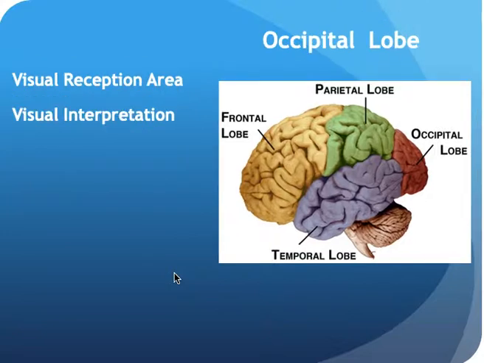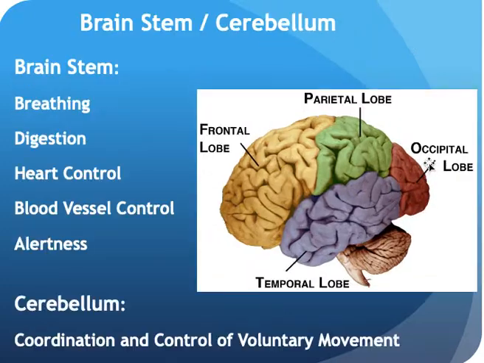Okay, so parietal lobe. Now I get my occipital lobe. This one always messes people up because my eyes are at the front, right? But your occipital lobe is the one for the visual reception area and visual interpretation, and it's going to be at the back part of the brain. Okay, so now we get to the brainstem and the cerebellum.